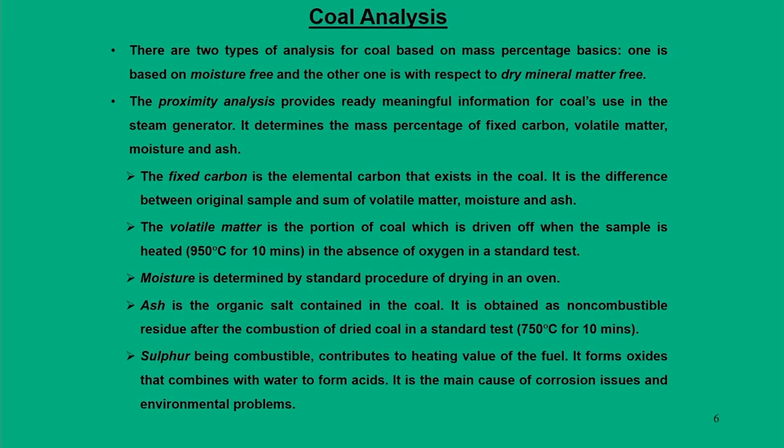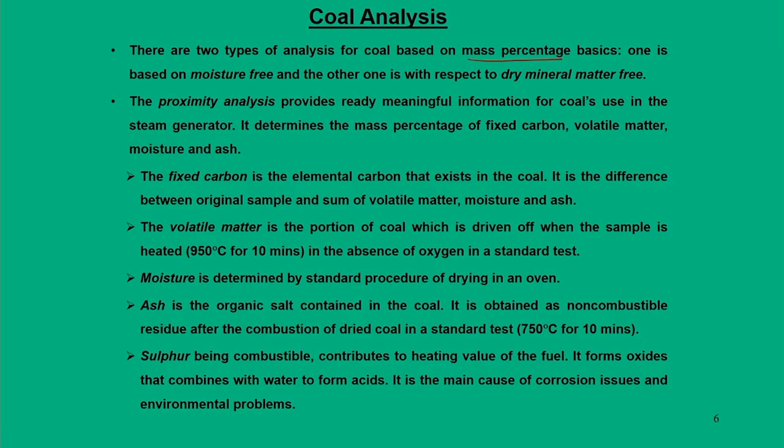So, the first thing that we do is find out the quality of the coal, what is its grade, what are its characteristics. To know that, we do two types of analysis based on mass percentage: one is proximate analysis, the other is ultimate analysis. The proximate analysis gives ready, meaningful information about the coals used in the steam generator. It determines the mass percentage of fixed carbon, volatile matter, moisture, and ash.